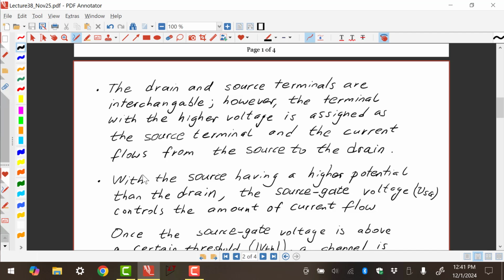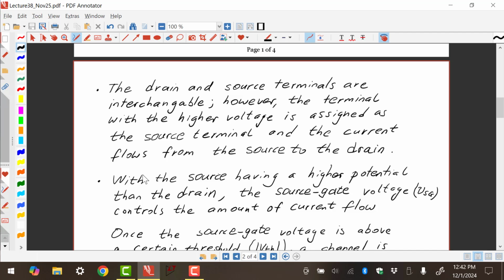Since the source has a higher potential than the drain, the source to gate voltage, VSG, controls the amount of current. Now I should say that in some books, they'll still write VGS for a P device, but you have to remember that the numerical value of VGS is going to come out negative. So what I'm doing is flipping the subscripts so that for the most part, we're still dealing with positive numbers. Some books just use VGS, but you have to remember that VGS is negative. If we do it this way, then you'll have positive voltages for VSG.